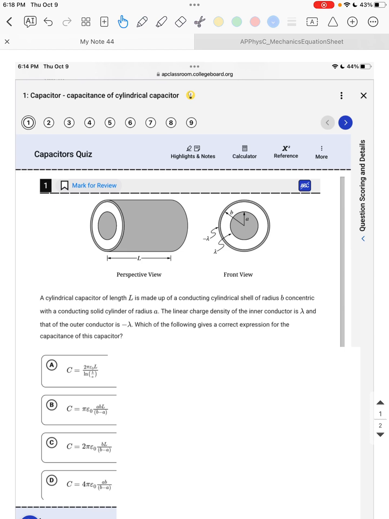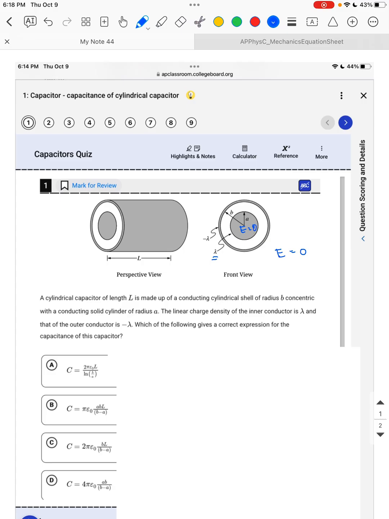For this problem, we have a cylinder capacitor. And we know it's a capacitor because it has a charge density of positive lambda and a negative lambda shell around it. So when they're equal and opposite charge densities, we can call it a capacitor. The electric field on the outside is going to equal 0. The electric field on the inside is going to equal 0.